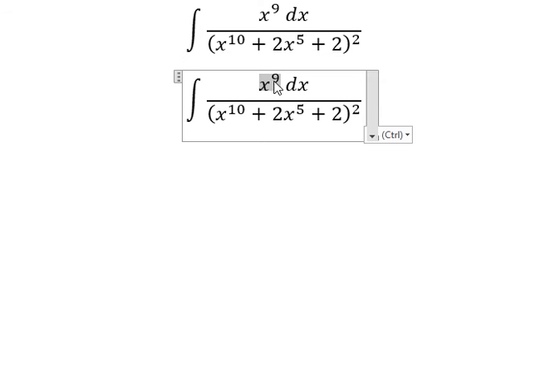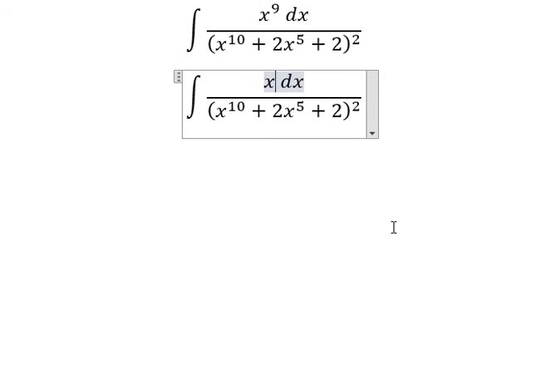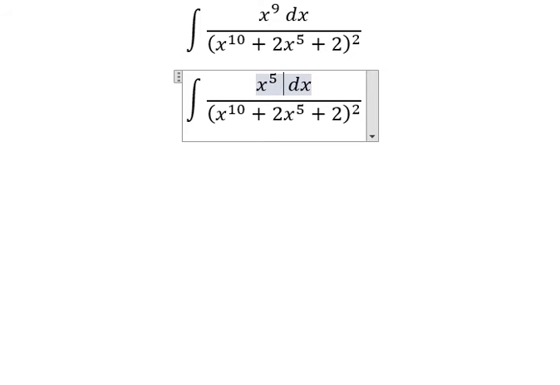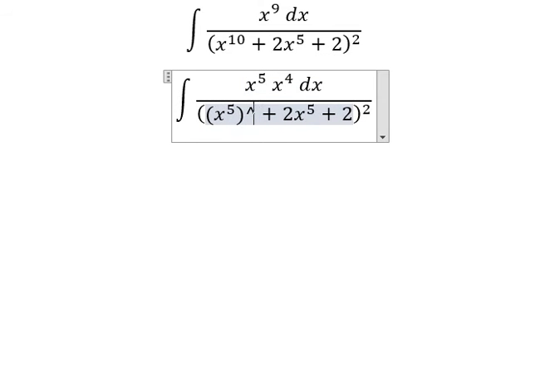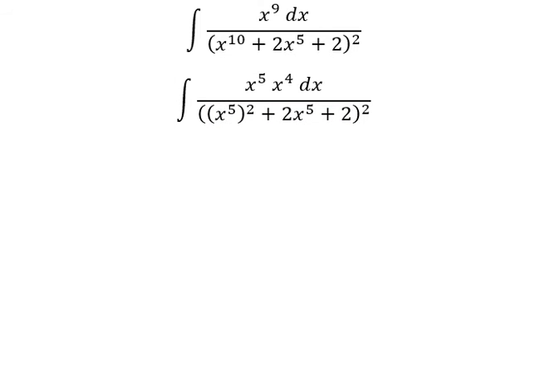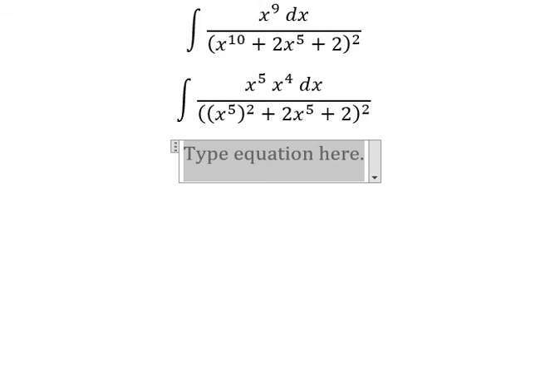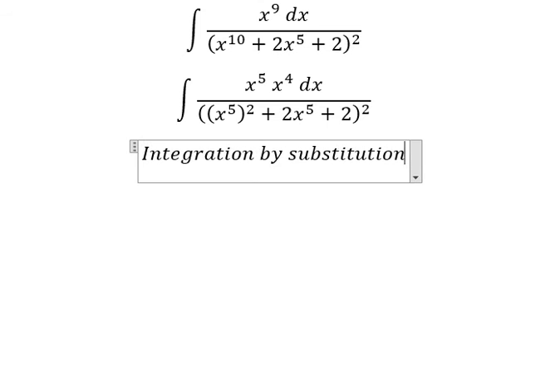We can write s to the power of 9 as s to the power of 5 multiplied by s to the power of 4. This one, s to the power of 10, we can write as s to the power of 5 everything to the power of 2. So we need to use integration by substitution.